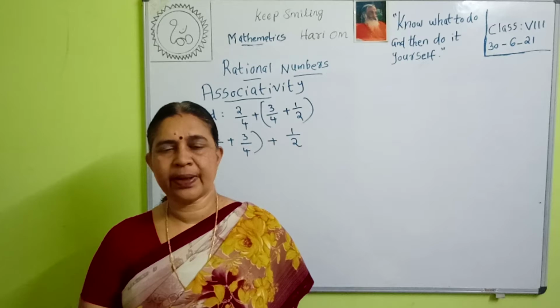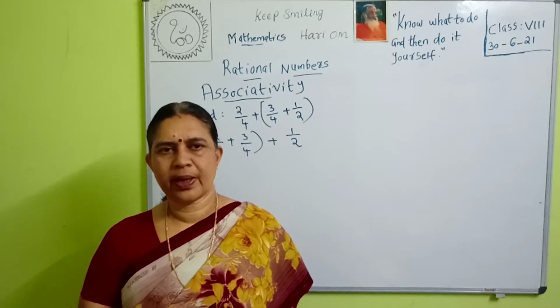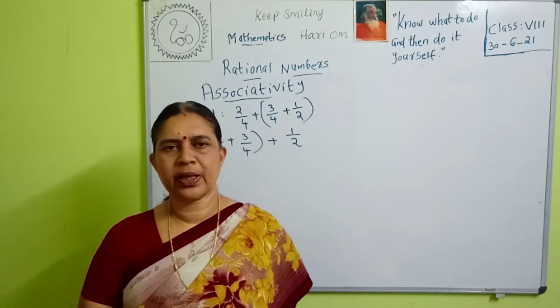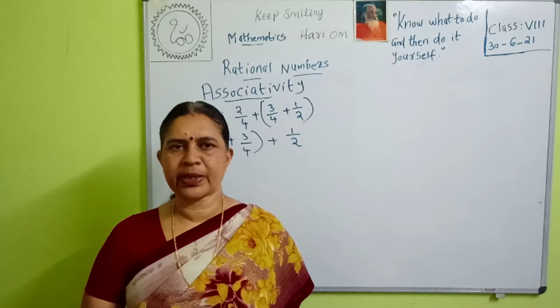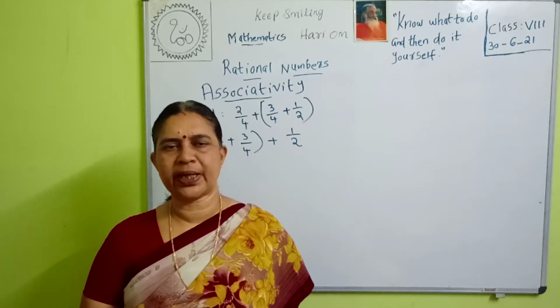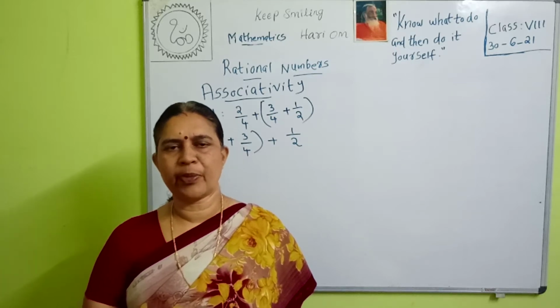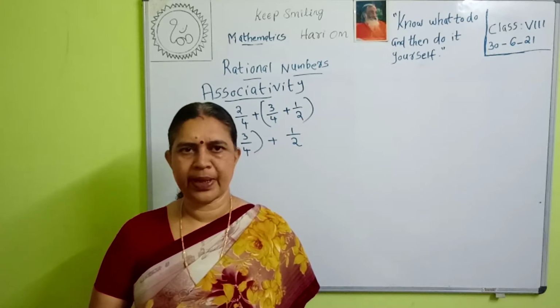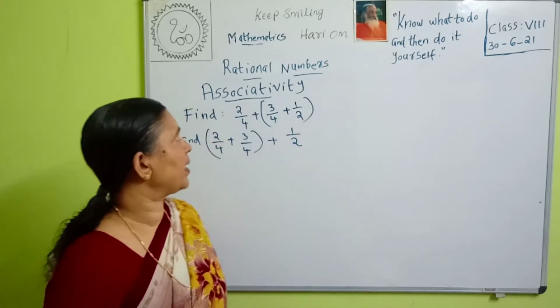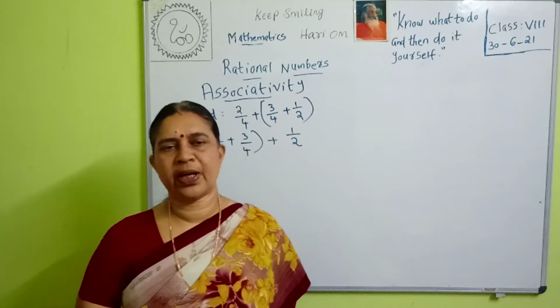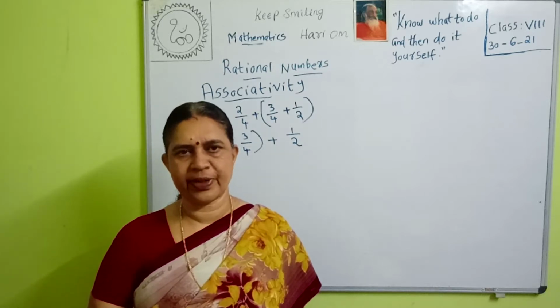Yesterday we studied the commutative property. That is, if A and B are two rational numbers, then A plus B is equal to B plus A. That is, addition is commutative for rational numbers. Today we will study the associative property, associativity.